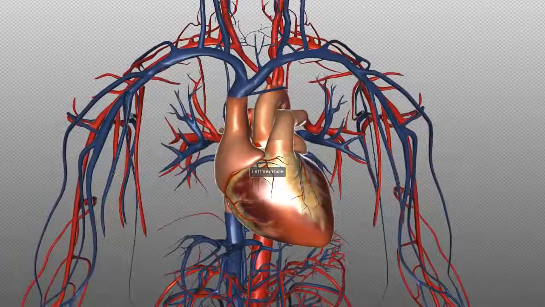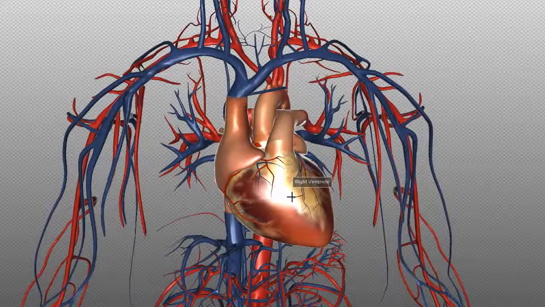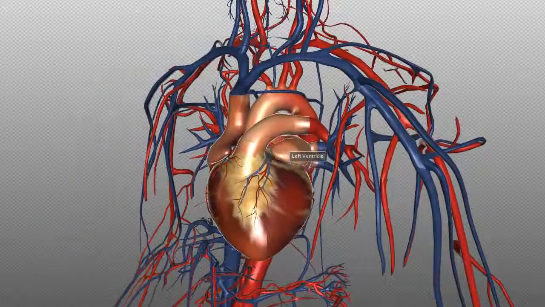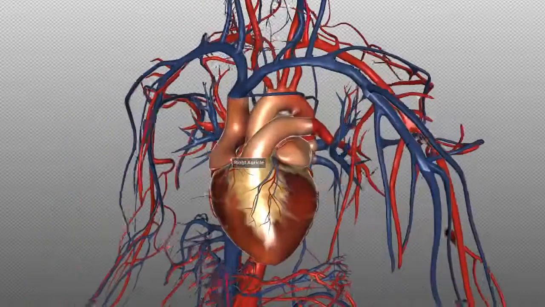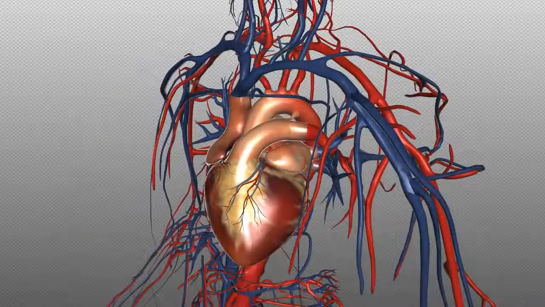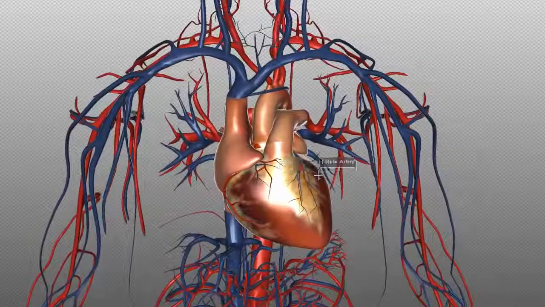You've also got valves between the vessels that lead away from the heart and the ventricles. So between the pulmonary trunk and the right ventricle, you've got a valve called the pulmonary valve. And between the aorta and the left ventricle, you've got the aortic valve. So there's 4 valves that you need to remember. The tricuspid one on the right between the right atrium and the right ventricle, the mitral valve between the left atrium and the left ventricle, and you've got the pulmonary and aortic valves.